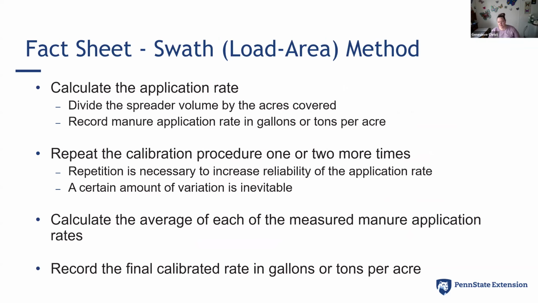So again, we want to repeat this process one or two more, preferably two more times, right? We want to at least hit 3. 2 is better, 3 is best, because we are going to have a little bit of variation. And we want to calculate the average of each of those measured manure application rates, and then combine those together, record the final calibrated rate in gallons or tons per acre.